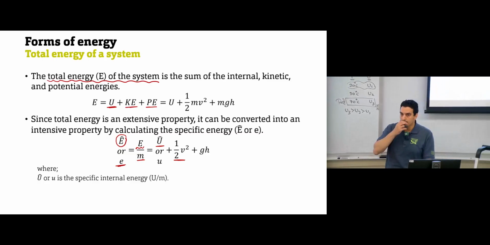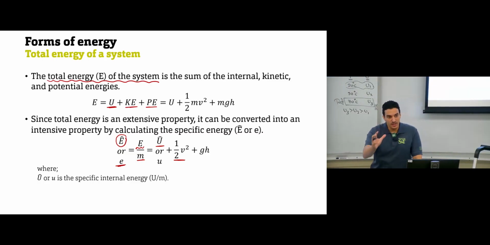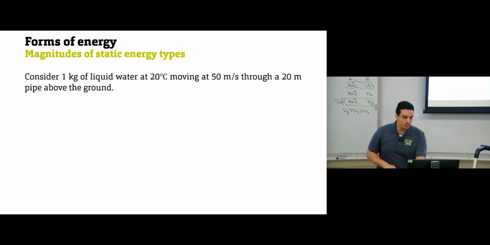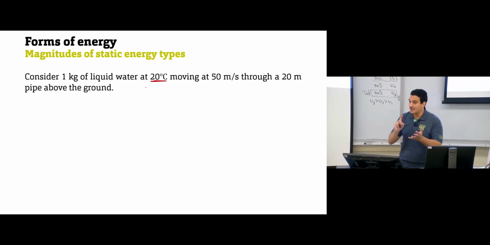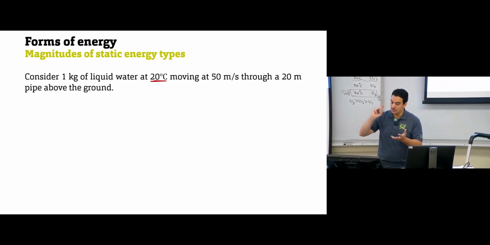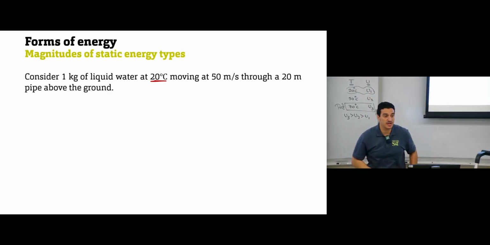Okay? So again, if a system has kinetic, potential, and internal energy, do you think all of these three types have the same contribution to the energy of the system or not? Let's see which one contributes a lot. Say we have 1 kilogram of liquid water at 20 degrees Celsius moving at 50 meters per second inside a pipe, and this pipe is 20 meters above the ground.